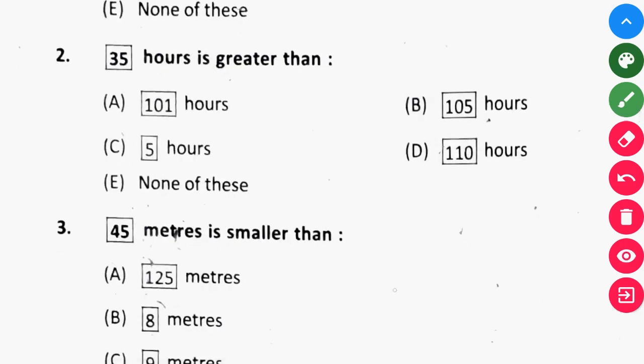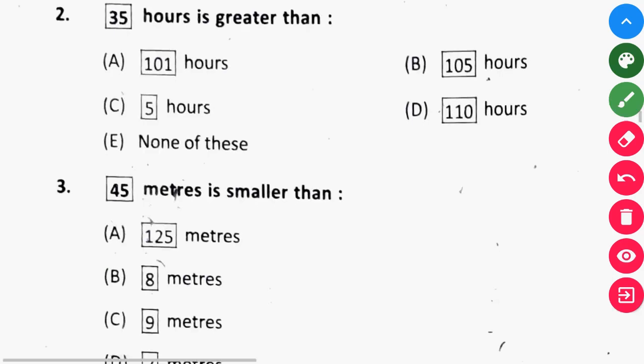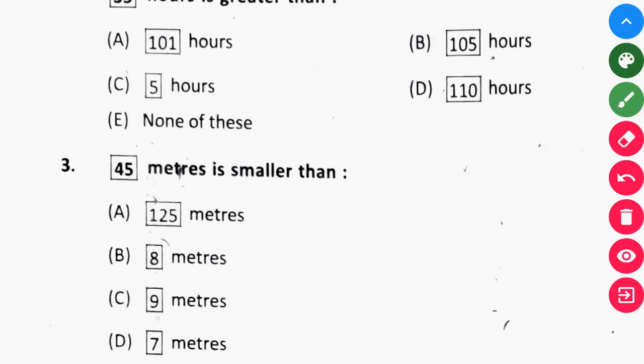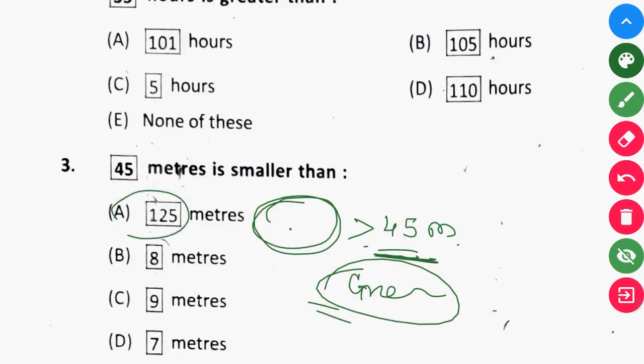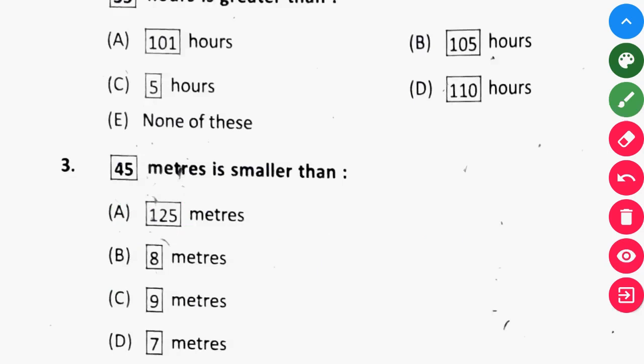45 meter is smaller than 125 meter, 8 meter, 9 meter, or 7 meter. Now see, 45 meter here is smaller, so the number compared with 45 should be greater than 45. Here only one option is greater than 45, which is 125. So your answer is 125 meter.